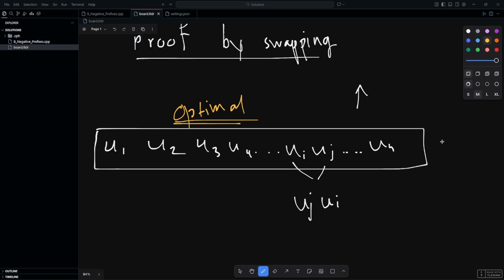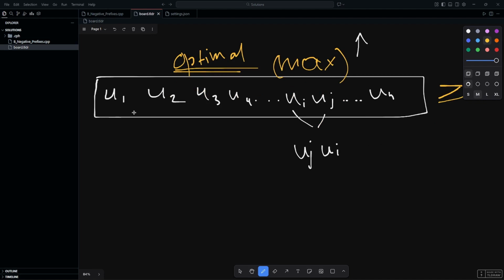All other solutions would be less than or equal to this particular thing. That means this would be greater than or equal to any other solution. If this is really the optimal solution, if this is really leading to the maximum, this particular solution would be greater than or equal to any other solution.